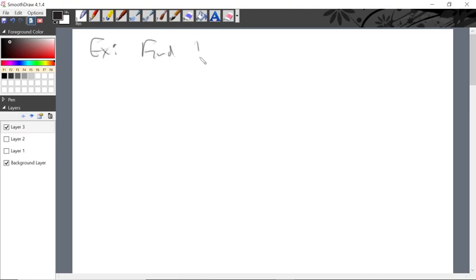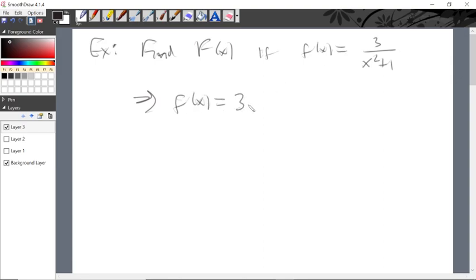Okay, so find the antiderivative F of x, the general antiderivative this is asking for, if little f of x is equal to 3 over x squared plus 1. Well, f of x, the given function, can be rewritten as 3 times 1 over x squared plus 1, and I'm just going to write it as 1 over 1 plus x squared because that's just the way I'm used to seeing the formula written. We know the antiderivative for that.